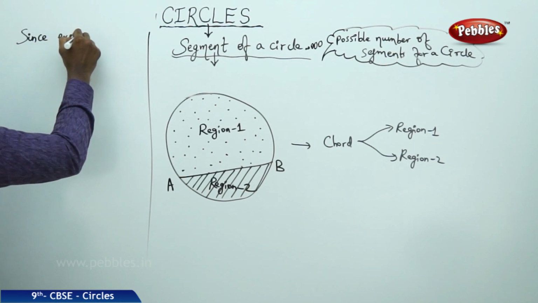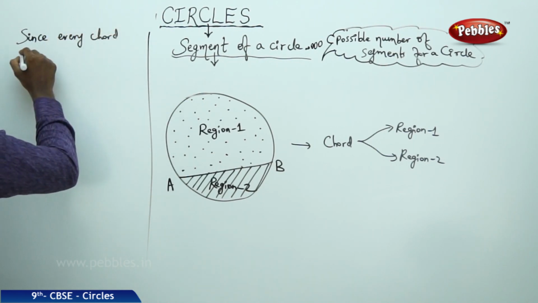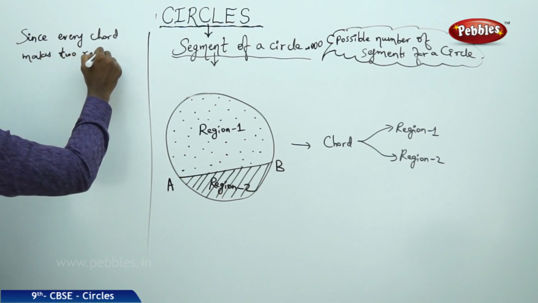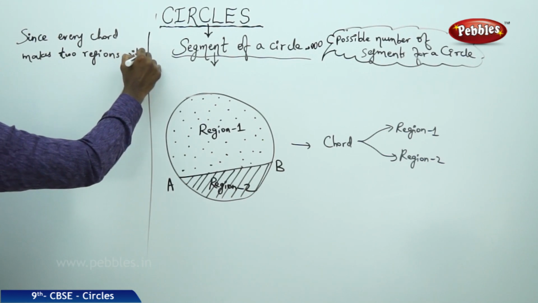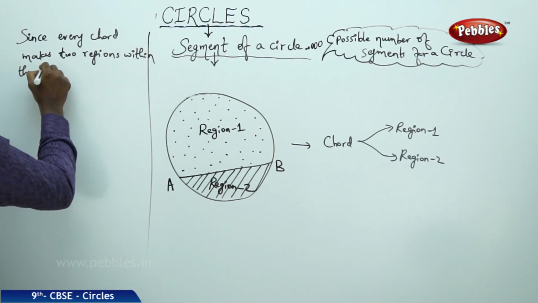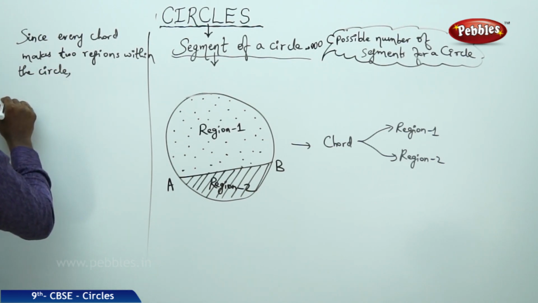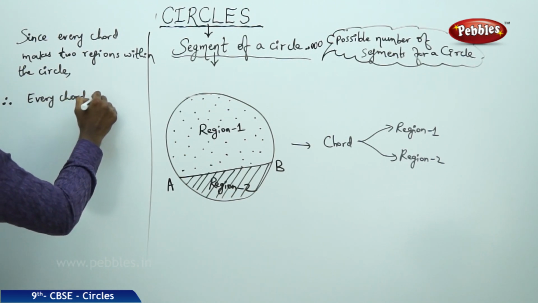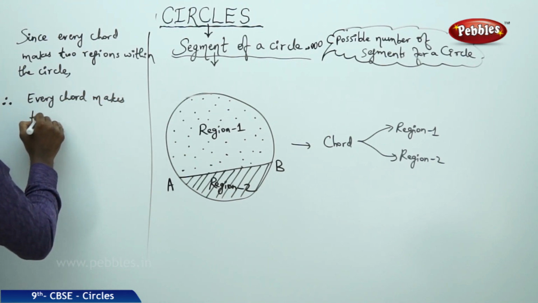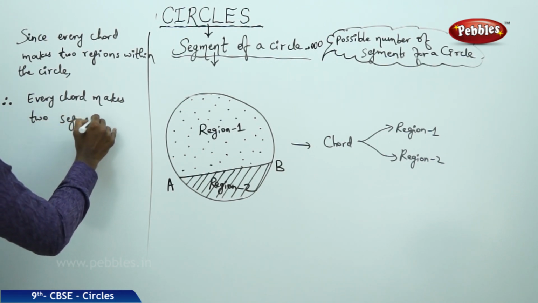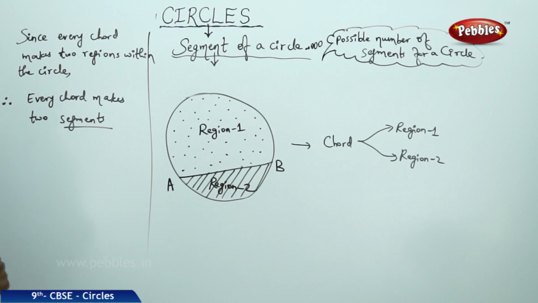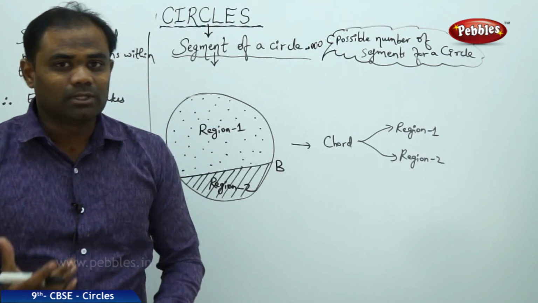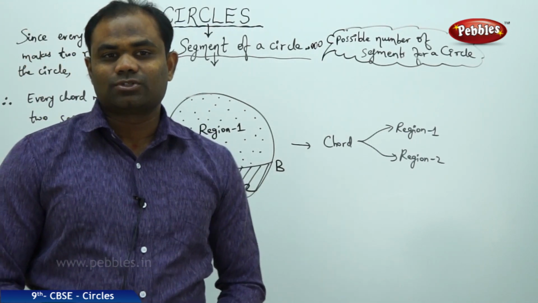Since every chord makes two regions within the circle, therefore every chord makes two segments. Therefore, the possible number of segments for a circle is equal to 2. The number is 2.